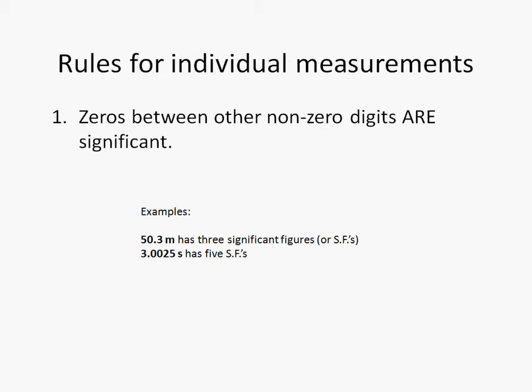There are several rules for dealing with individual measurements. And here's the first. For taking an individual measurement, if the zero in your measurement is between other non-zero digits, it is significant. Example there is 50.3 has three significant figures, the 5, the 0, and the 3. Note that decimal does not matter for this rule. 3.0025 seconds has 5 significant figures. If there is a 0 between other non-zero digits, it's significant.